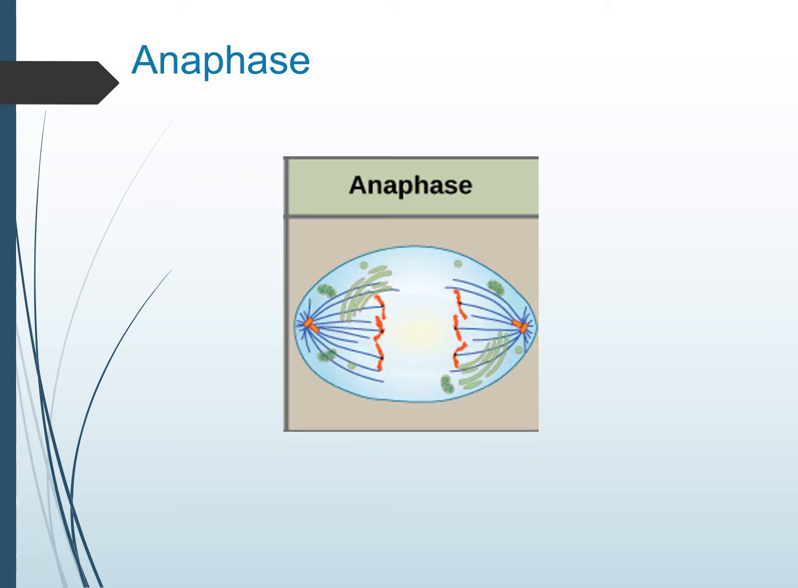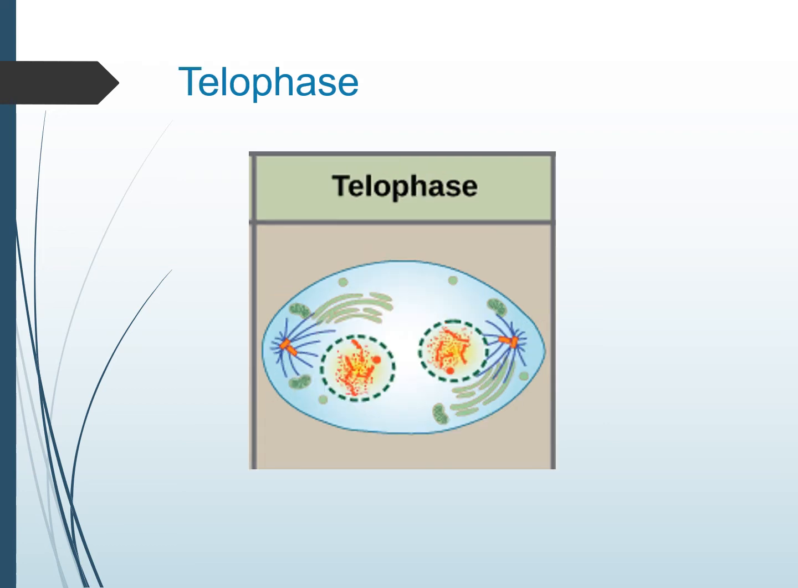During anaphase, the 2 sister chromatids are pulled apart from each other to the opposite poles. This step is easy to remember because anaphase and apart both start with the letter A. The cell begins to elongate, preparing to split into 2 daughter cells.